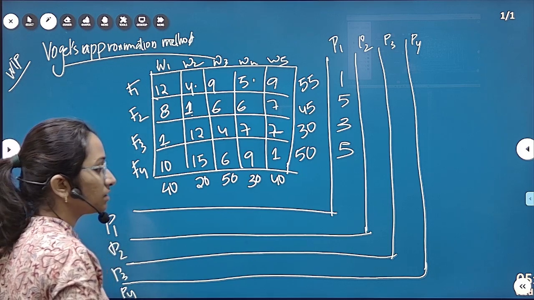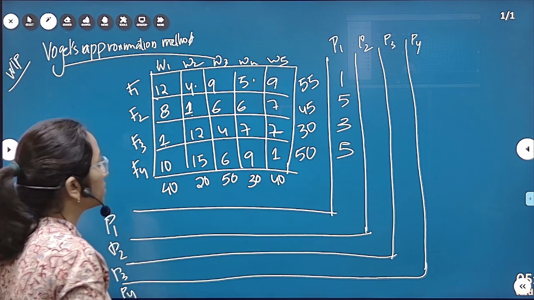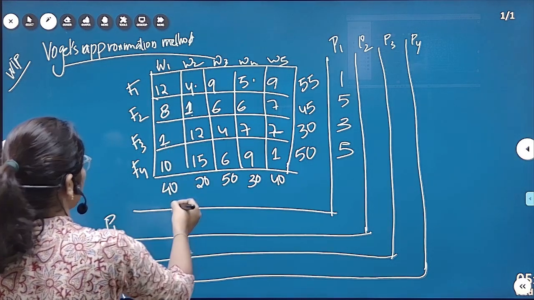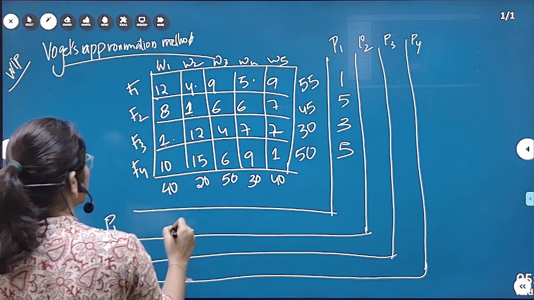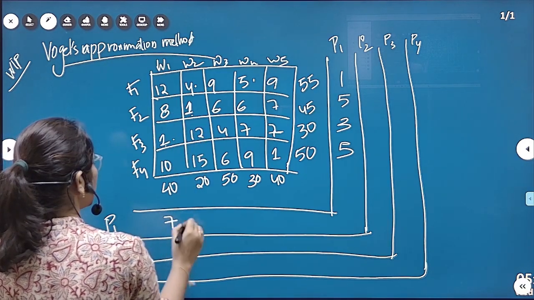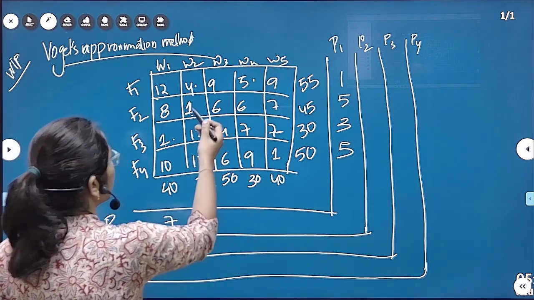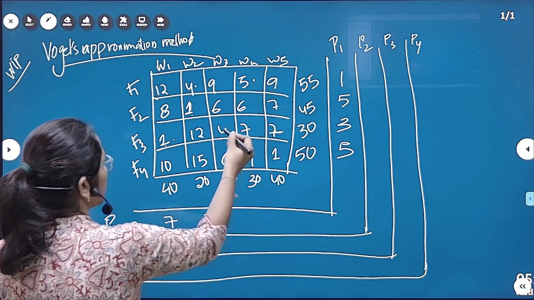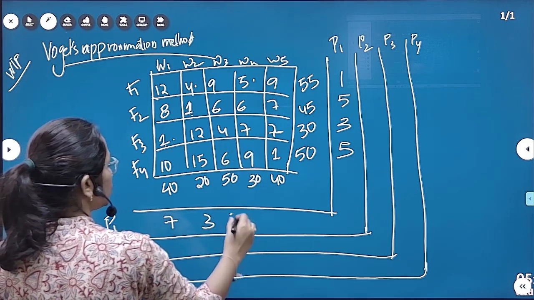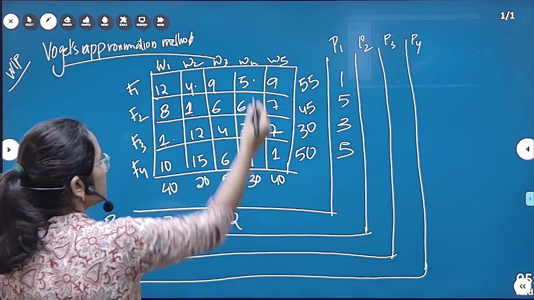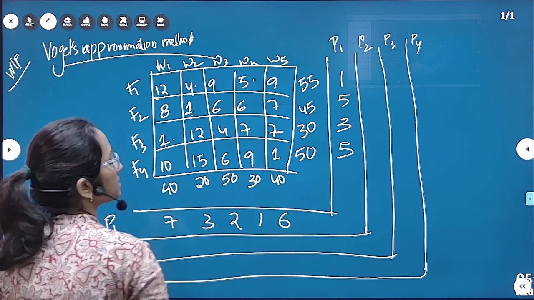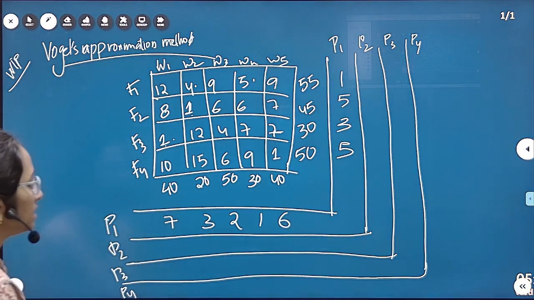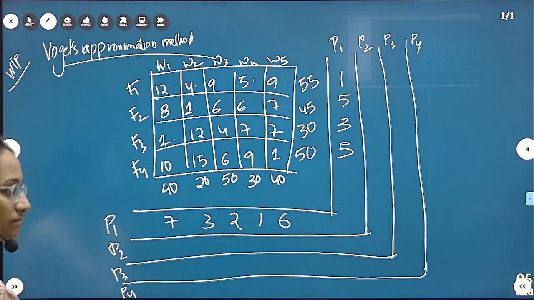Any doubt? No, ma'am. So next, column wise, tell me. The first least cost is 1 and the next least cost is 8. 8 minus 1 is 7. Here 4 minus 1, 3. And 6 minus 4, 2. 5 minus 6, 1. So 7 minus 1, 6. Clear P1? Any doubt, please do ask me.